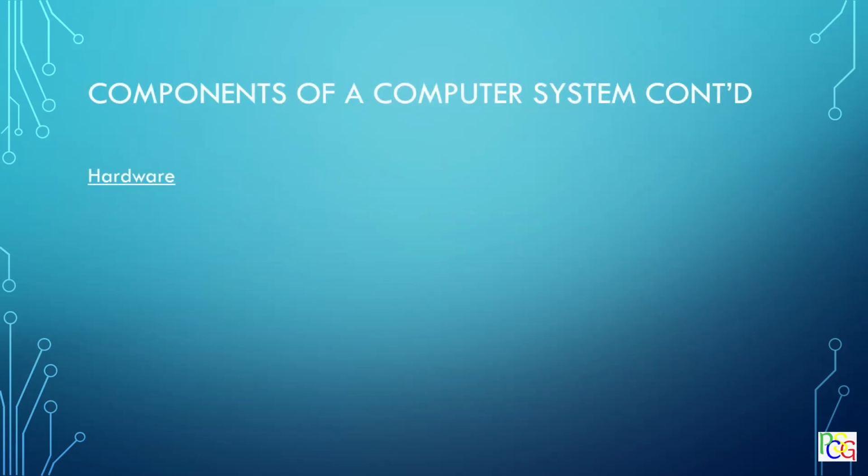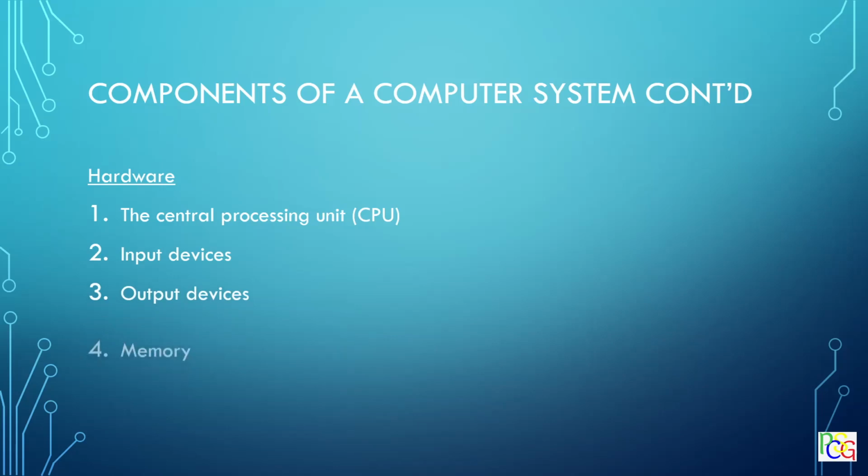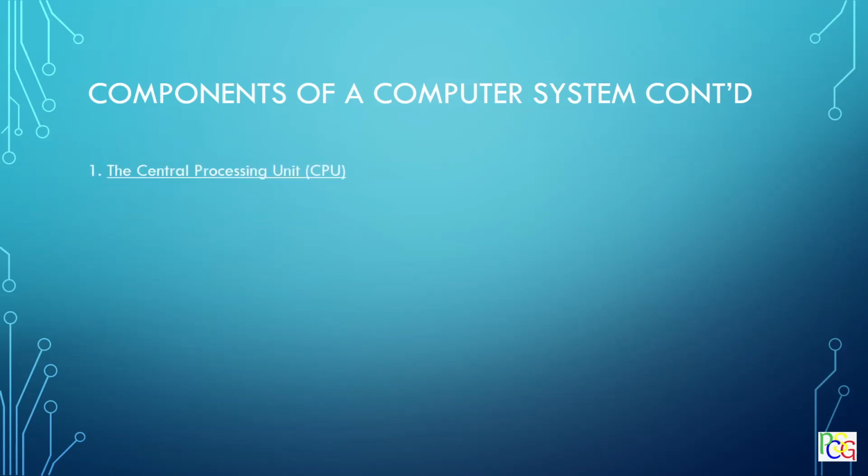So we spoke about hardware first. There are five main types of hardware that you'll need to know. There's also a sixth that we will go through. The five main types are the central processing unit, the CPU, input devices, output devices, memory, and storage devices. The CPU is the brain of the computer. If there's one line you need to remember, it's that the CPU is the brain of the computer, and it controls how the rest of the computer works.